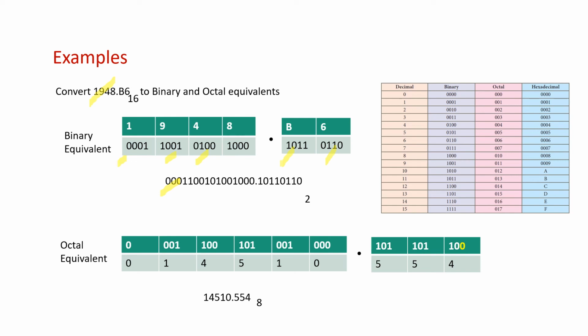Now from this binary equivalent, we are going to easily convert it into its octal equivalent. For this, we group this binary number in groups of 3 bits. From the binary point, to the left of the binary point, we group them in groups of 3 bits, and the digits to the right of the binary point, we group separately. So the octal equivalent obtained from the groups is 14510.554.